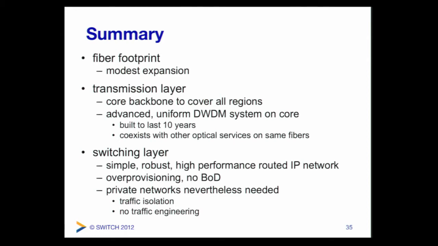Switching layer must be simple, robust, and high performance, a routed IP network. We use over-provisioning, and we see no business case for bandwidth on demand at the moment. But as I said, the private networks are nevertheless needed, mainly for traffic isolation, not for bandwidth guarantees.